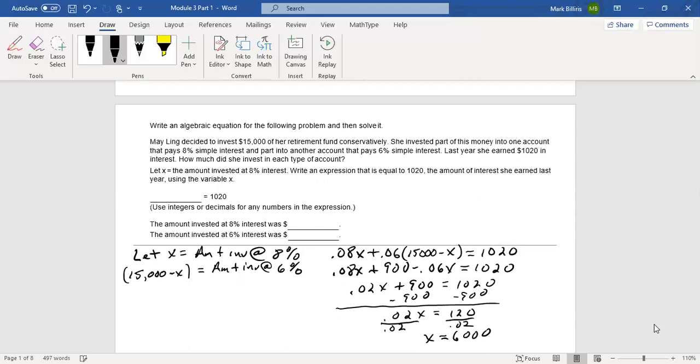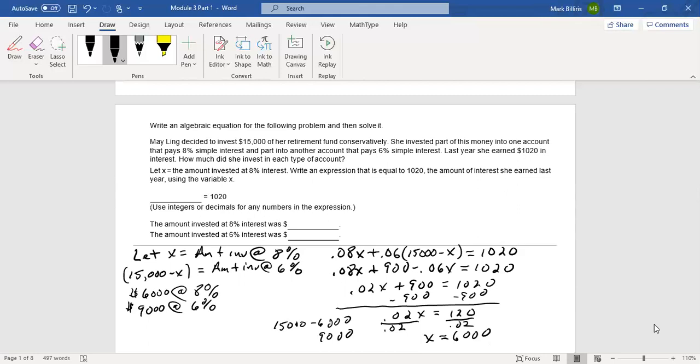So what does 6,000 represent? Notice in our original statement, we said let x equal the amount invested at 8%. So that means $6,000 was invested at 8%. How much was invested at 6%? It says 15,000 minus x. So when we take 15,000 minus the 6,000, that gives us 9,000. So that means that $9,000 was invested at 6%.